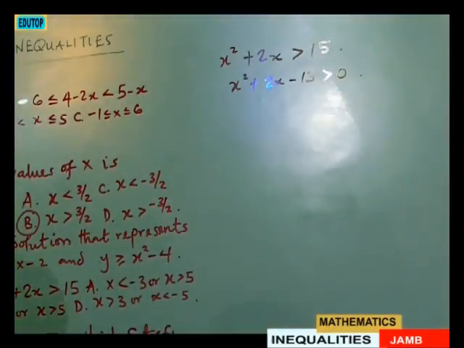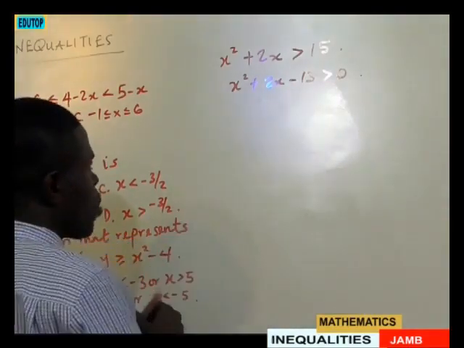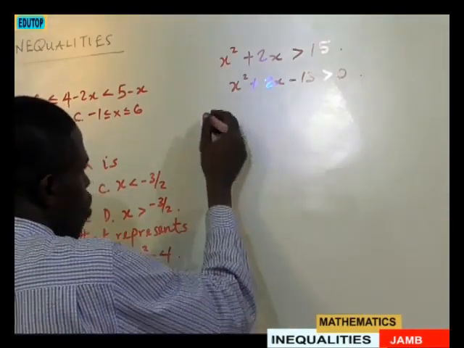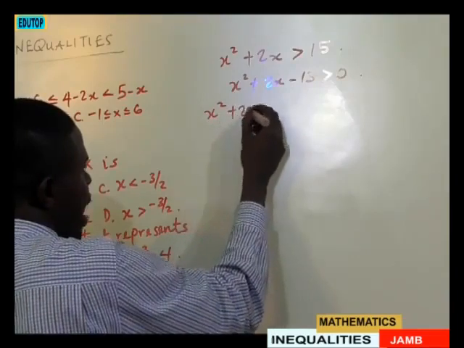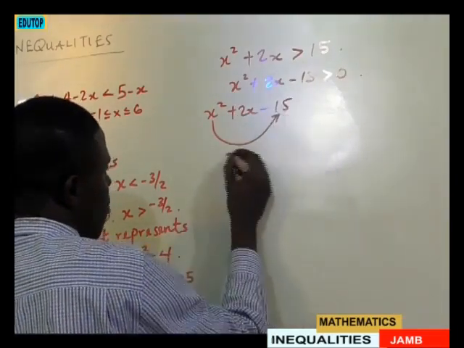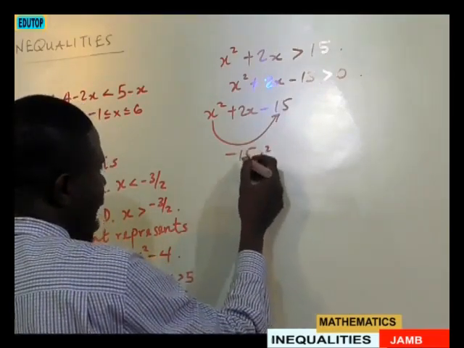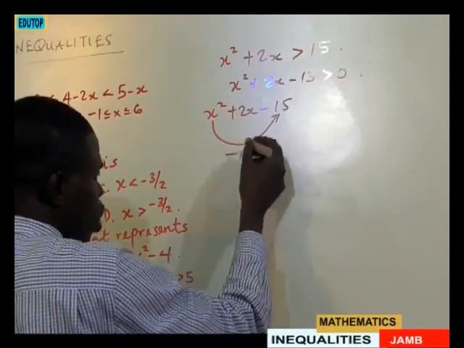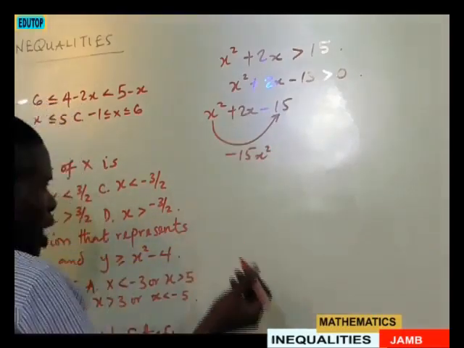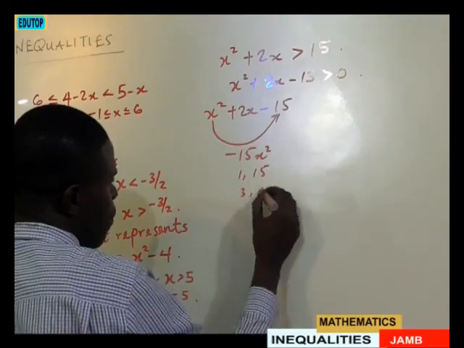So by so doing, the next thing to do is to solve this by factorization method. To solve this by factorization method, we have x squared plus 2x minus 15. So what we need to do is to multiply this by this, and we'll have minus 15x squared. So we look for two factors of 15 whose addition or subtraction will give us the one in the middle. So what are the factors of 15? We have 1 and 15. We also have 3 and 5.